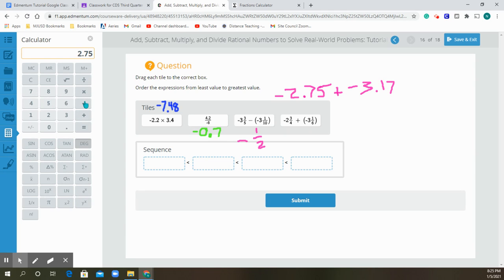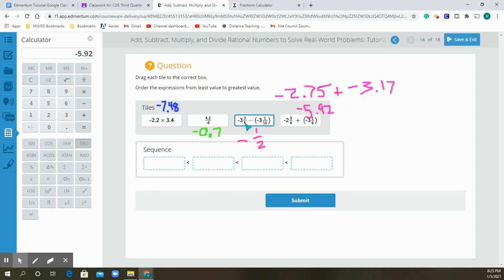Negative 2.75 plus negative 3.17 equals negative 5.92. Negative 5.92. And if you knew that, if you did that already, then awesome on you. And I will say it over and over again, math is not my strong suit.